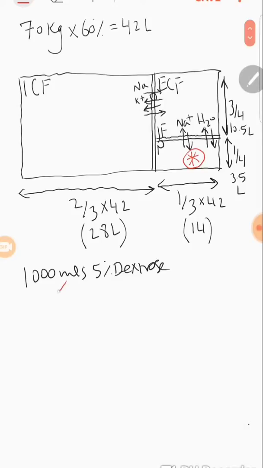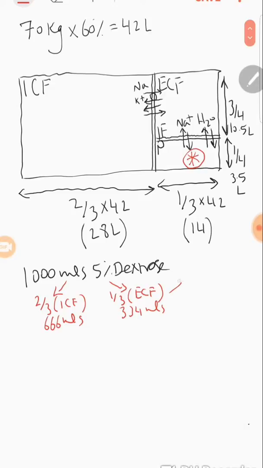Which means that 2/3 of it is going to be intracellular. So 2/3 of a liter is around 666 mils, and a third of it will be extracellular fluid, and that's around 334 mils. These are just estimates.